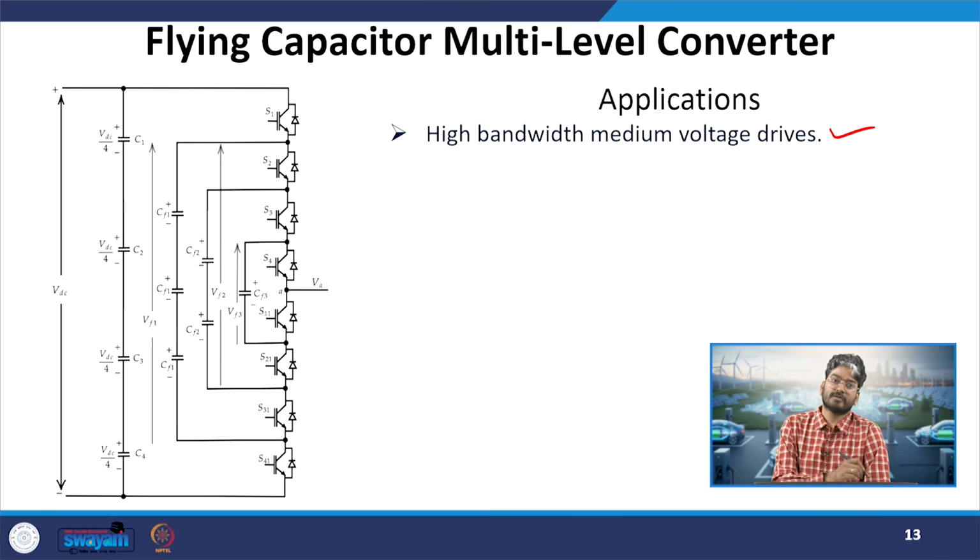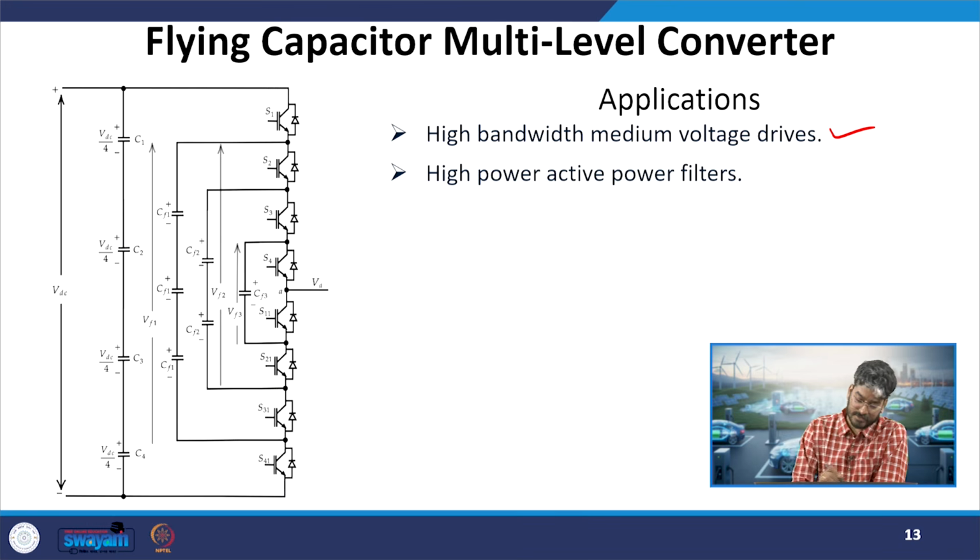There also we can use our flying capacitors to naturally balance the voltage. In the DC fast chargers, it can be used as the front end converter, and it can be used as the DC to DC converter, high power DC to DC converter. Those things we will be seeing in the next class.